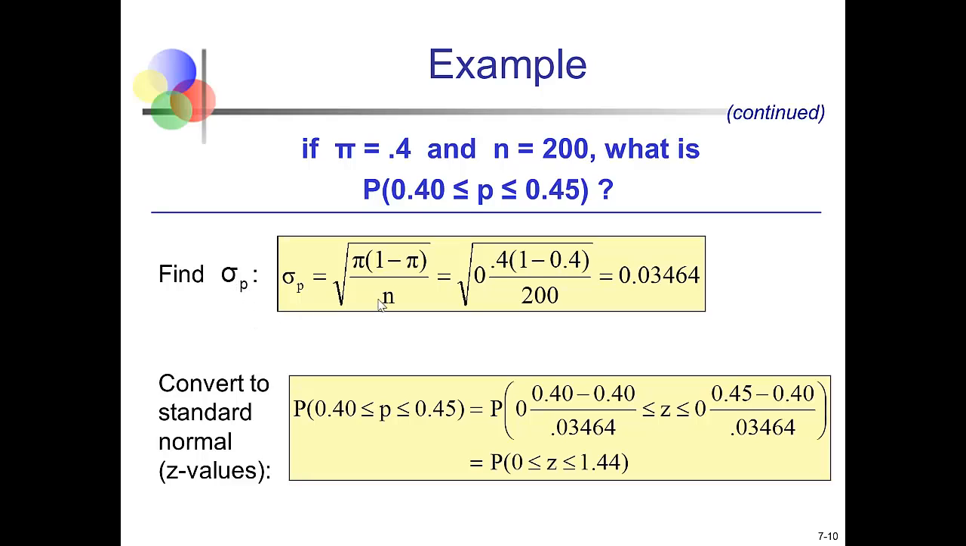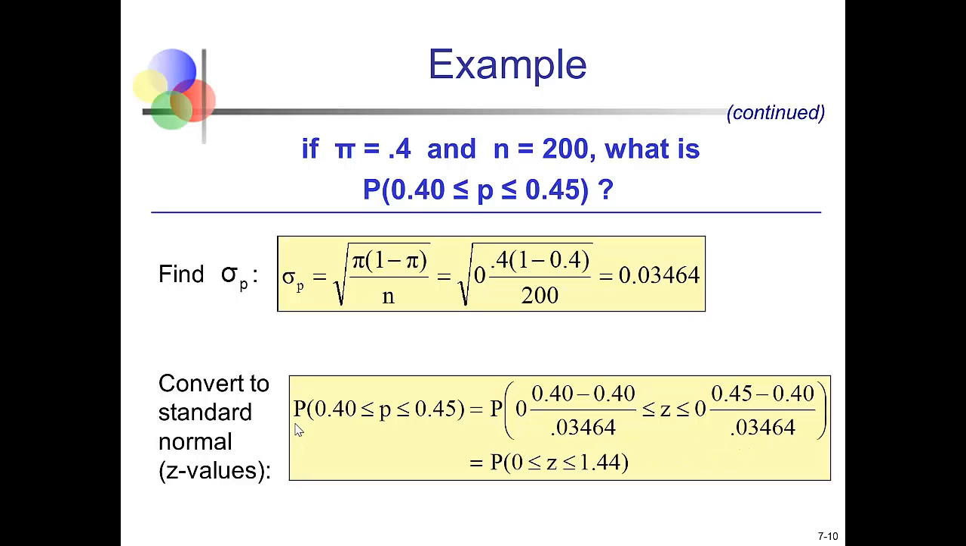The first thing we need to do is calculate the standard deviation of that sampling distribution, or the standard error. We take the square root of 0.4 times 1 minus 0.4, divide by 200, and then take the square root of that. If we do that, we get 0.0346.